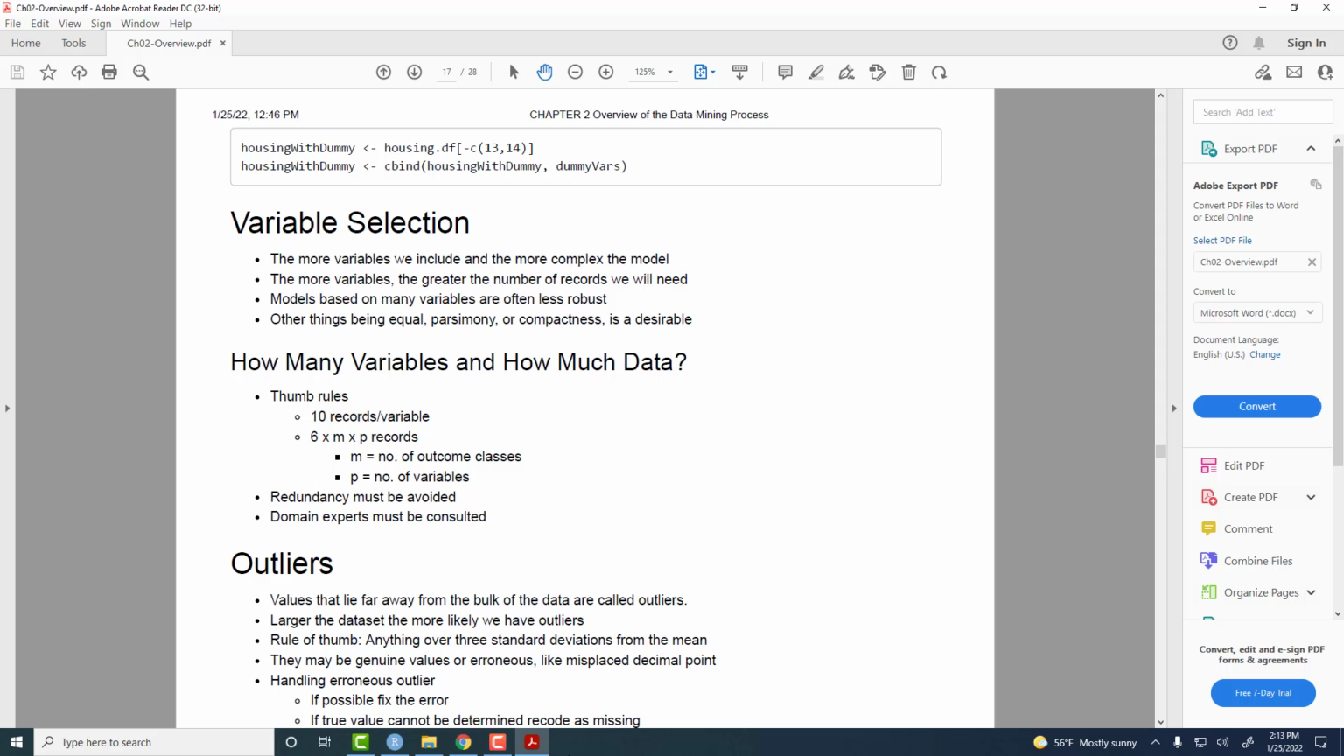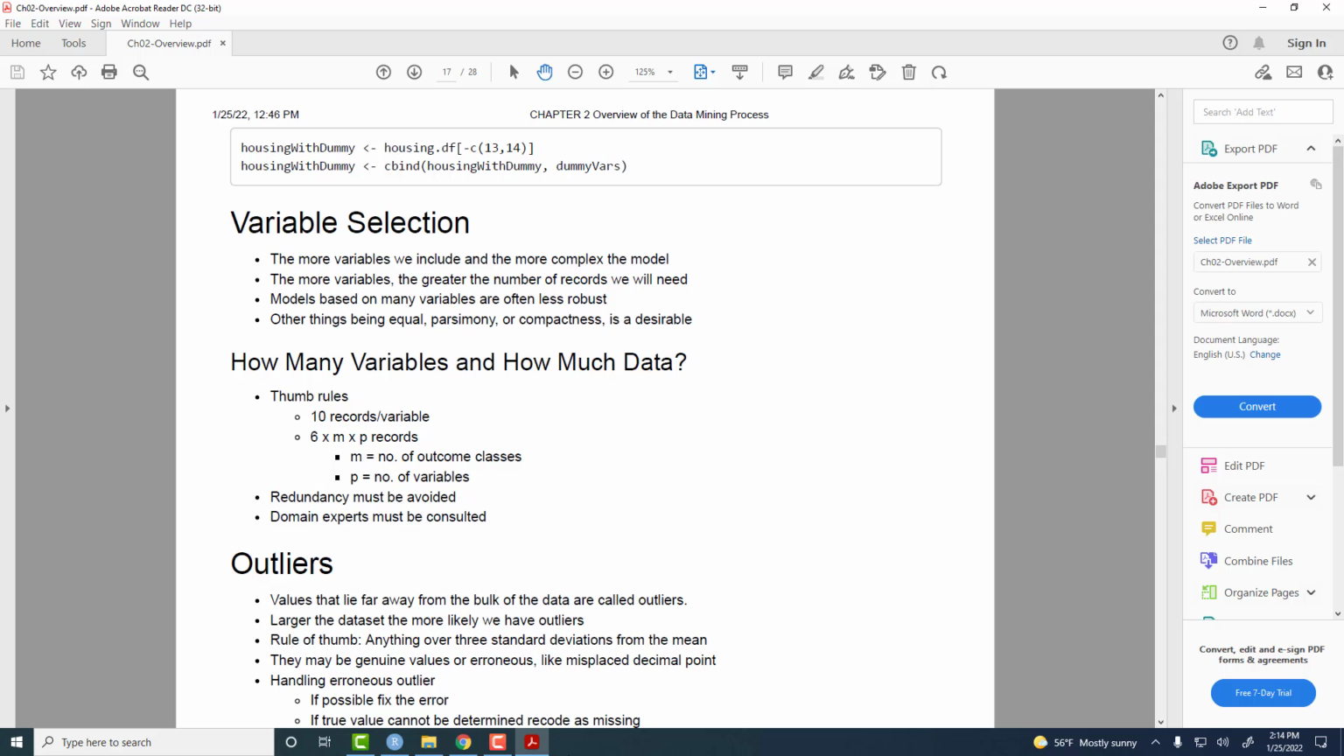And so here is a sort of thumb rule: 6 times m times p, where m is the number of outcome classes in your target. So if your target has only 2 classes, then you put 2 there. If you have 3 classes, you'll put 3, and so on.